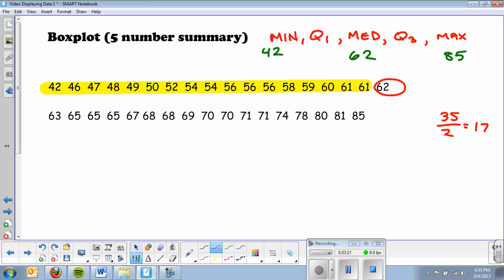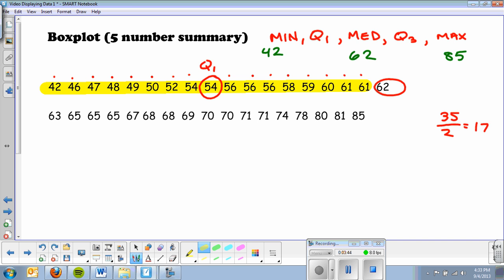Now I'm going to do the same thing. This one's not too bad. I could probably count. I know there's 17 numbers. If I cut that in half, that's 8.5. So there's going to be 8 numbers on each side. 1, 2, 3, 4, 5, 6, 7, 8. 1, 2, 3, 4, 5, 6, 7, 8. There's my Q1.